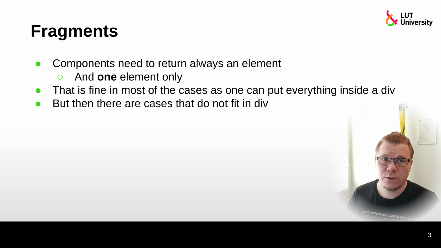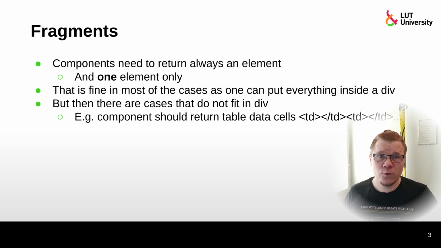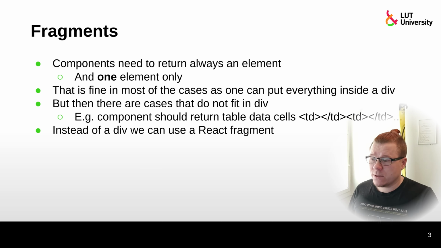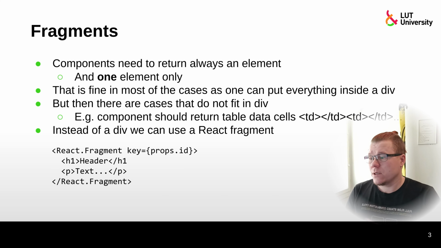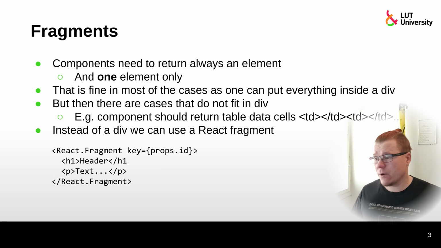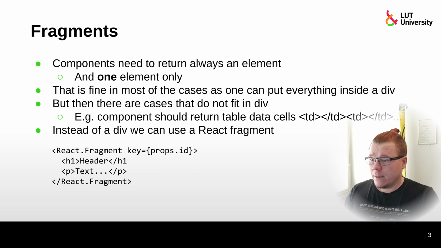You need to return different parts. So for example, we have a table and we need to return different rows to that table or different cells to one row. So we would need to return several TR elements or TD elements. Then we would need some way to return those. Instead of div, we can use React fragment. This is quite simple. We just make a wrapper around these elements. So if we would like to return a header and text, we could use this wrapper React fragment and we could give it a key, some kind of an ID here.